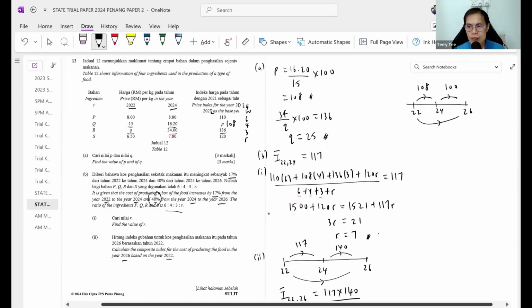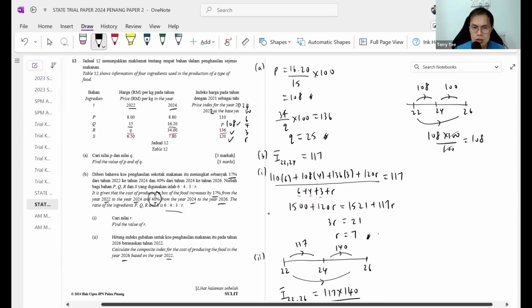So find the overall increment, right? Normally we just take 108 times 100 divided by 100. But in this case, there is actually no point multiplying 100 divided by 100 because it's going to give us 108. That means this thing doesn't change, right? From 22 to 24 is 108. 22 to 26, also 108. So your R is also the same, 136, S is also the same, 120. It's just that the P has changed.